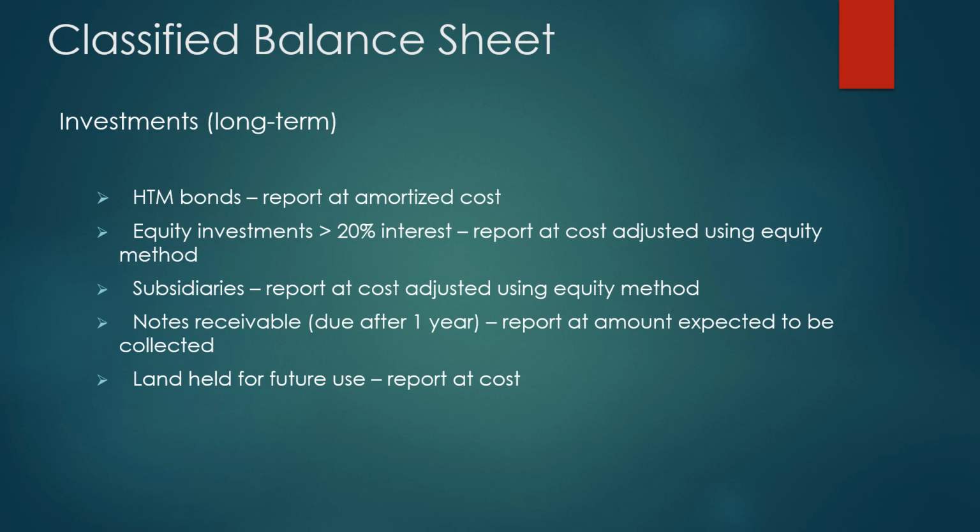Notes receivable, which are due after 1 year, are going to be reported at the amount expected to be collected, and in your investment section, assets held for future use, such as land that you purchase for future use, is going to be recorded at cost. If you bought land for speculative purposes, meaning that you bought it with the plan of selling it at a higher price in the future, that would also be reported at cost.